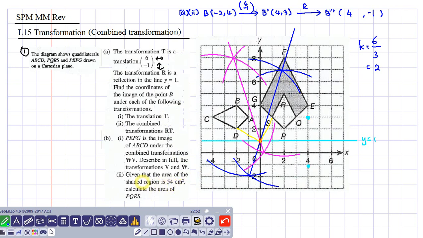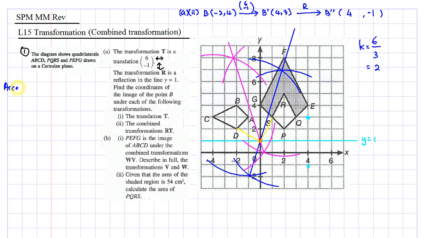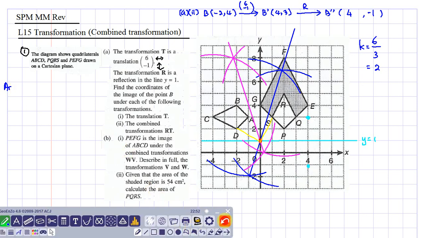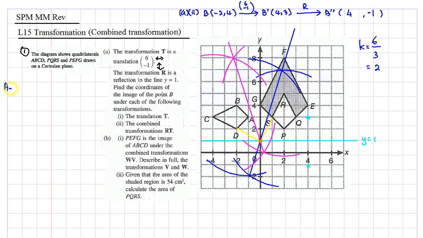Okay, so this one, given that the area of the shared region, okay, this is the shared region, is 54 square centimeter, calculate the area of PQRS. So we know that the PQRS is actually the object, and PEFG, this is the image. Still remember the formula? This one is very important, you need to remember it well. Area, okay, I think I just use short form. Area of image is equal to K squared times area of object, right?